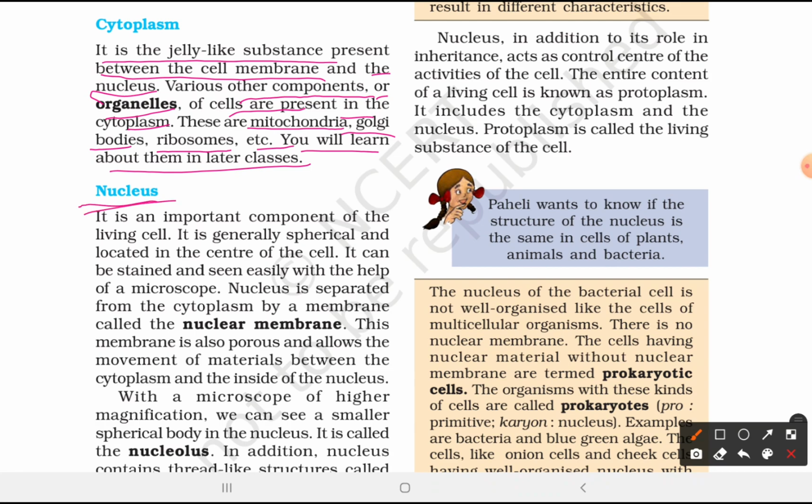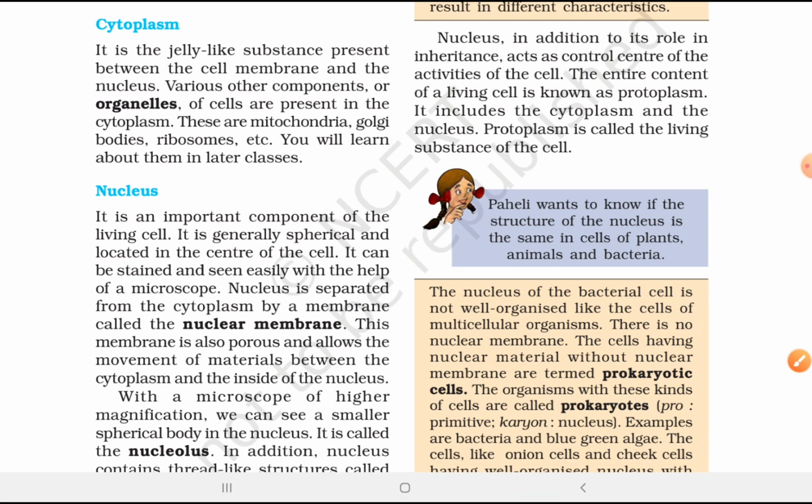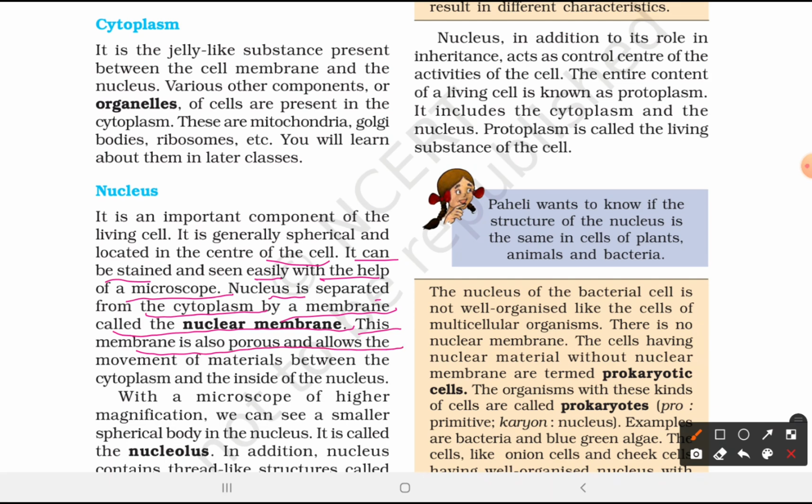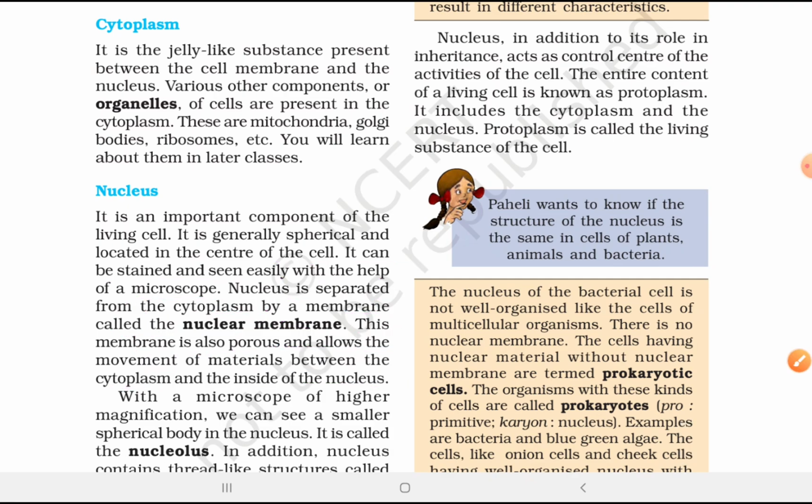Nucleus. It is an important component of the living cell. It is generally spherical and located in the center of the cell. It can be stained and seen easily with the help of a microscope. Nucleus is separated from cytoplasm by a membrane called the nuclear membrane. This membrane is also porous and allows the movement of materials between the cytoplasm and the inside of the nucleus.